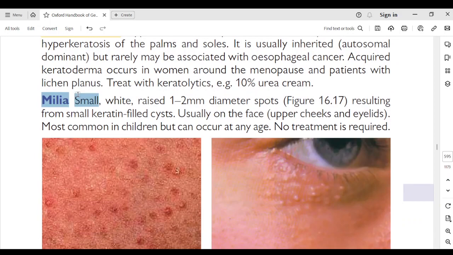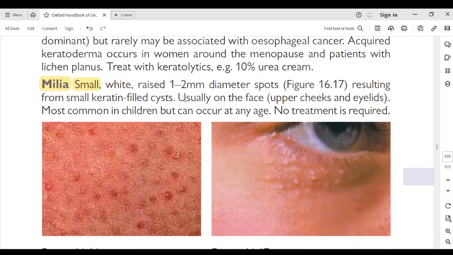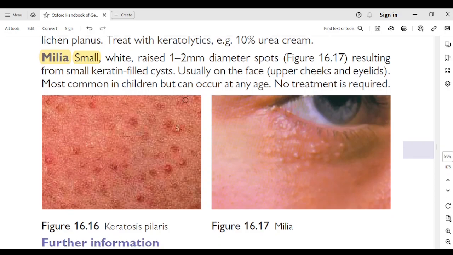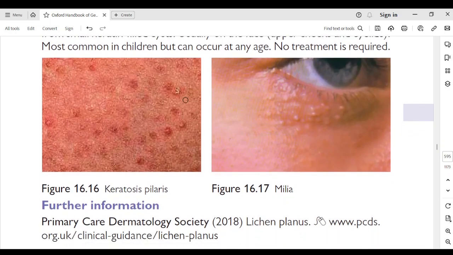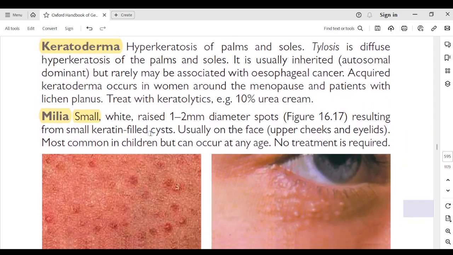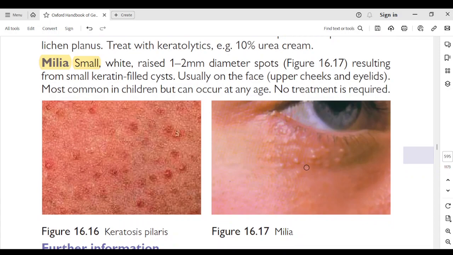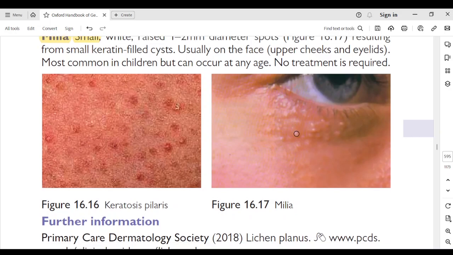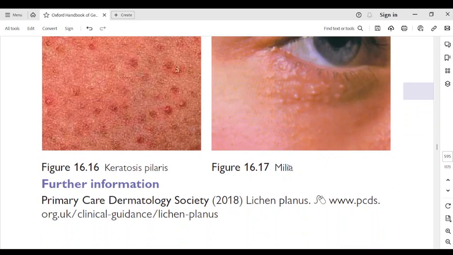Milia. Small white raised 1 to 2 mm diameter spots resulting from small keratin filled cysts, usually on the face, upper cheeks and eyelids. Most common in children but can occur at any age. No treatment is required. So this one is keratosis pilaris. This is associated with ichthyosis. This one is milia, the small fluid filled pearly white small papules as milia.